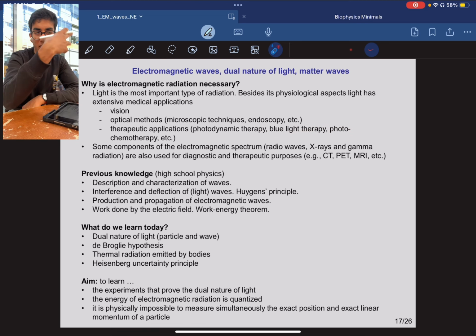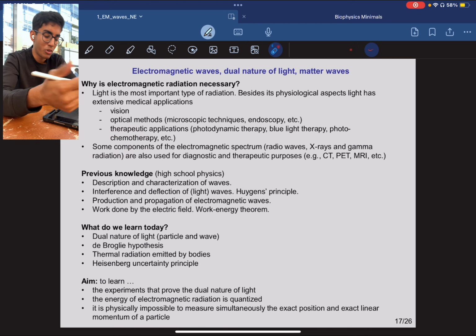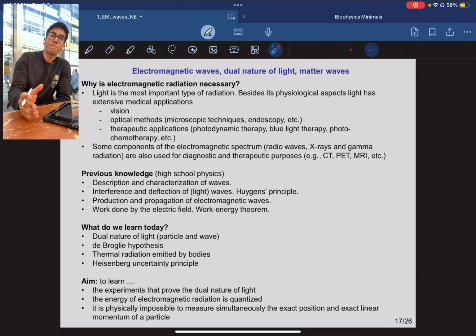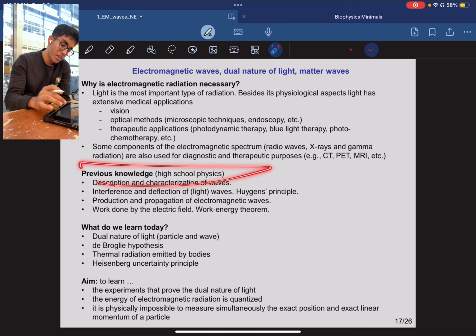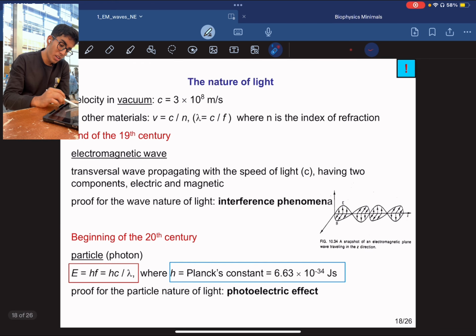You see all these on Amazon, like red light face masks coming up. All these things are important, like therapeutic applications and optical methods. Of course, you can't see anything if objects don't reflect back electromagnetic waves. Your eyes won't perceive anything, and vision, of course. Previous knowledge from high school, okay, whatever.